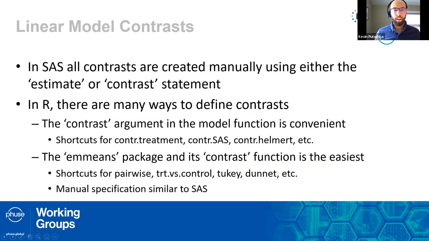All right, thank you, Brian. So contrasts in R are defined a little bit differently than they are in SAS, but the results can match, in some cases, sometimes in many cases. In SAS, basically all your contrasts will be defined manually using either an ESTIMATE or a CONTRAST statement. But in R, there are many, many ways to define a contrast. One of the easier ways is to use the contrasts argument in whatever model function you are using. There are some default contrast methods built in, like contr.treatment, contr.SAS, or contr.helmert, that you can use to quickly do the contrasts that you are looking for. However, there is a package called emmeans with its contrast function that, in my experience, I found to be a bit easier to run these contrasts and have them match the SAS output.